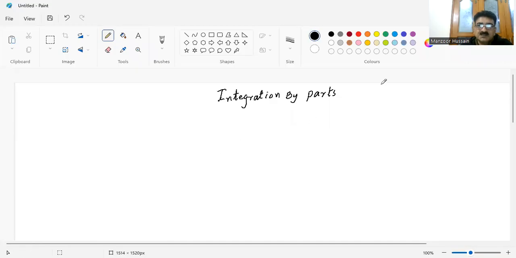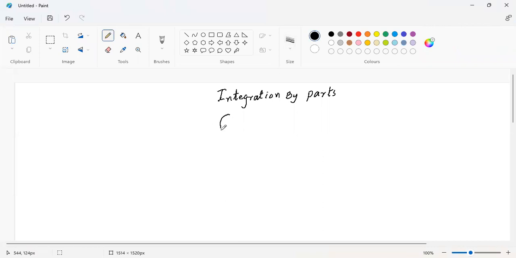So, integration by parts. There is a formula for integration by parts. I'm writing the formula here. First of all, you have to understand the formula in detail. This is the u into v formula. This is also called the product rule of integration. These are the two functions.